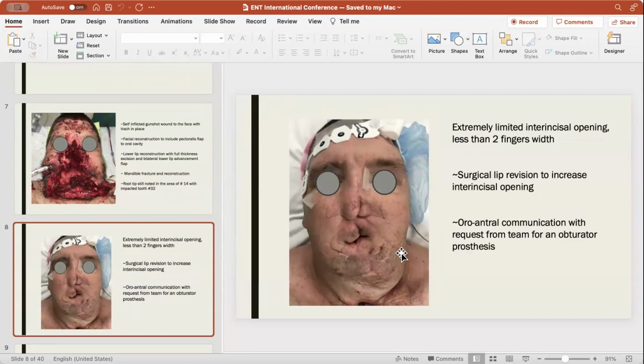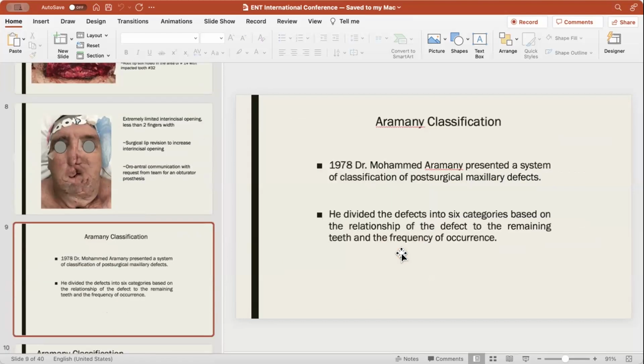And there was actually still an open communication between the maxilla and the nasal cavity, making it difficult for this patient to eventually speak and be able to eat anything because food and stuff was coming in and out of their nose as well.